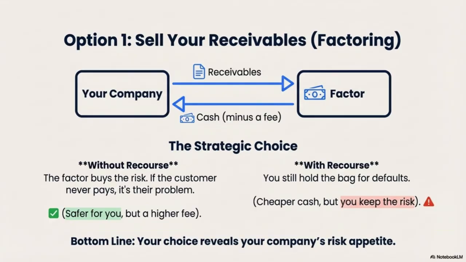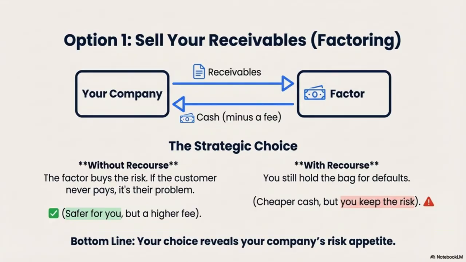You can sell the debt without recourse. This is the safer option for you, the seller. The factor buys the risk, and if the customer defaults, the factor eats that loss. But their fee is going to be higher. Much higher, because they're covering all the collection costs and the risk.